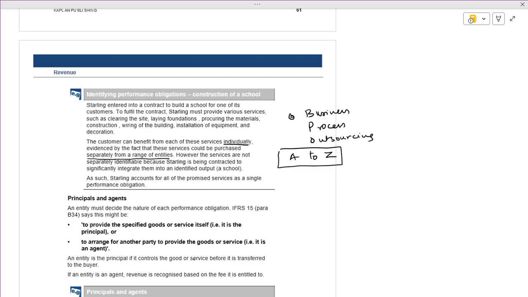However, these services are not separately identified because Starling is being contracted to significantly integrate them into the output of a school. These things are not separately identified because all are integrated. You are making a construction to build a school, so we cannot work as a standalone activity. Standalone activity is not possible. Starling accounts for all the promised goods as a single performance obligation, identified as one unit.